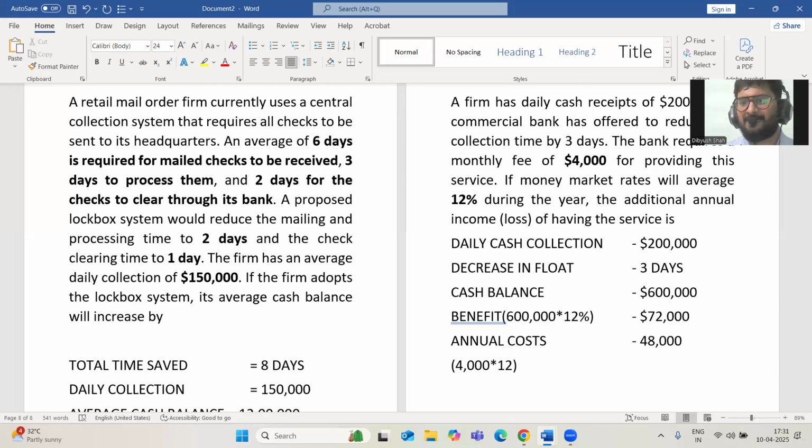So of course, my net benefit: $72,000 my income minus $48,000 my expense. So my income will go up by $24,000.